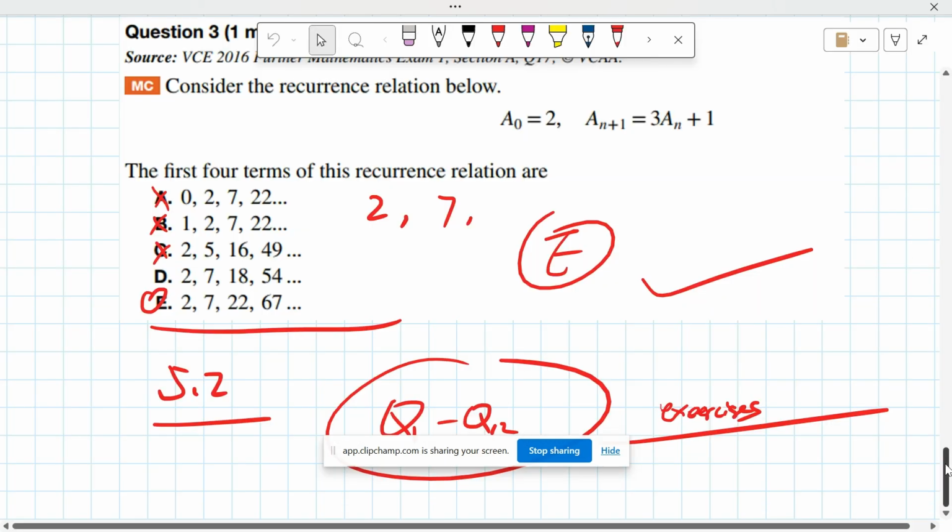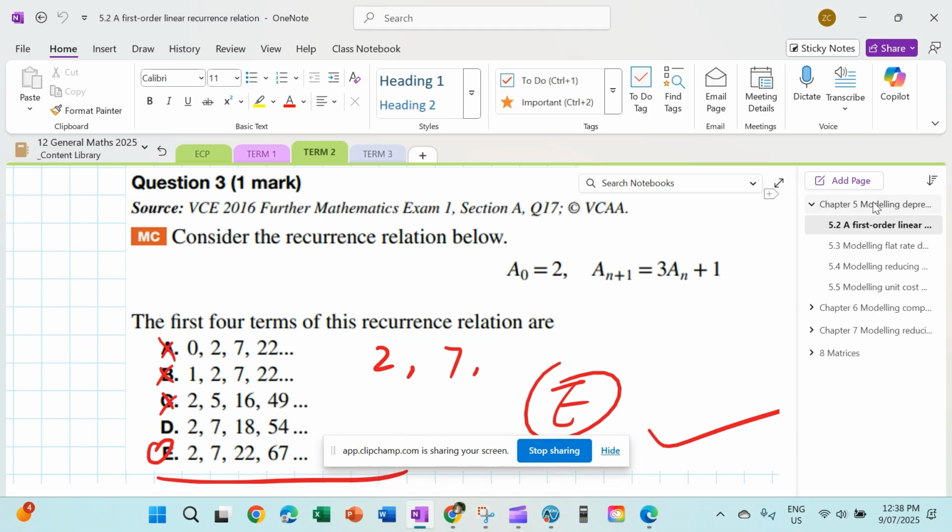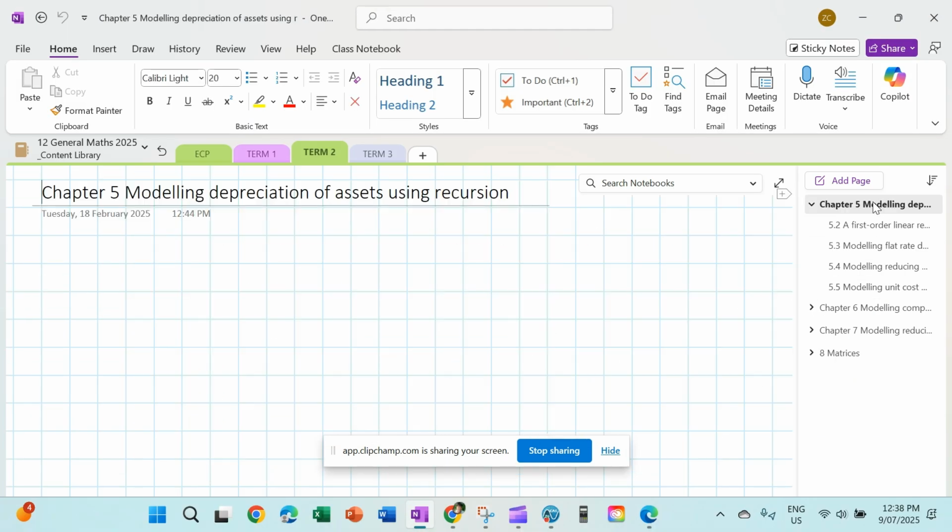Hello everyone, welcome to Chapter 5, which is modeling depreciation assets using recurrence. Recently we finished the financial solver, and now it's time for reviewing. If you get a chance at the end of Term 3, you can come back and have a look at Chapters 5, 6, and 7.